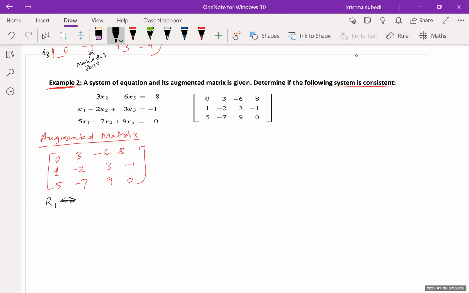exchange R1 and R2. Let us exchange these two. So if you exchange, you're going to get 1, -2, 3, -1, and another is 0, 3, -6, 8. And in the third row, we did nothing, just copy as it is.